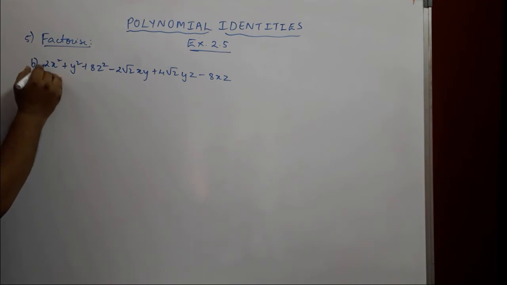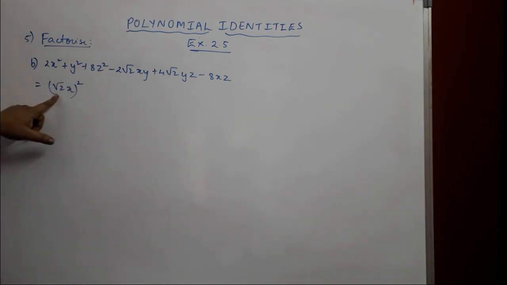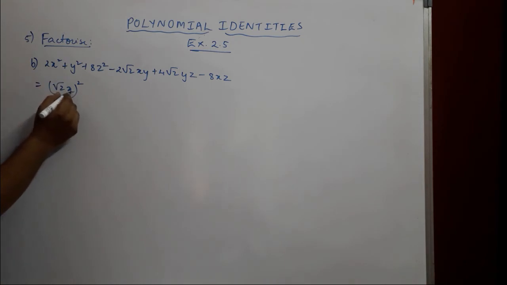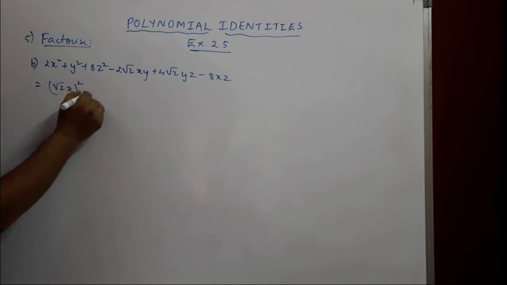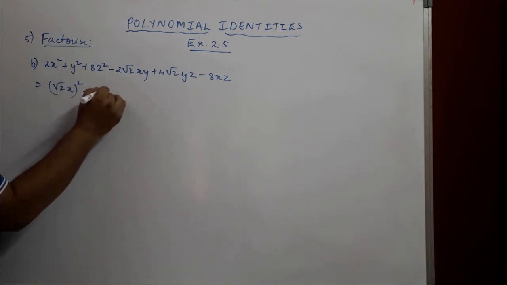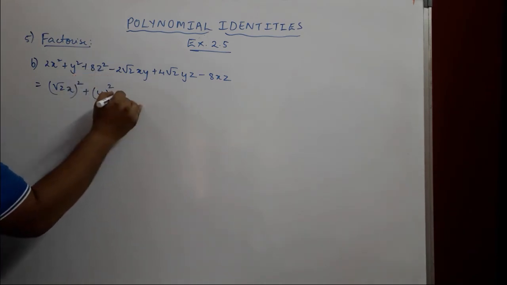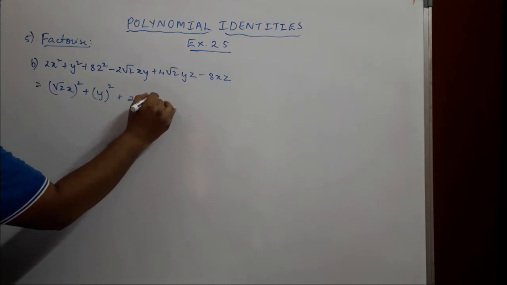So there's 2 here, and its square root will become root 2x. I'll write this as root 2x whole square. See, square of root 2 gives us 2, and square of x is x square. So 2x square can be written as root 2x the whole square. This will be y whole square, and 8z square can be written as 2 root 2 z whole square.